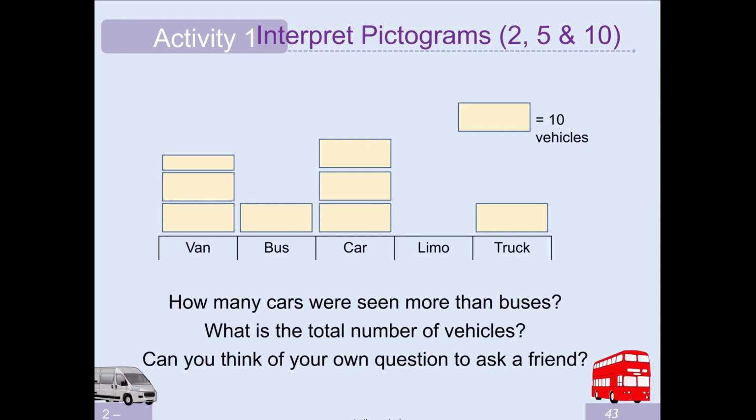I wonder if you know. Let's start with the truck. How many trucks are there? There's one block. Means there's just 10 trucks. How many limos? It's completely empty. So there are no limos. 0. And for the car, let's count them together. Are you ready? 10, 20, 30. 30 cars. And the bus, there's just 10 again.